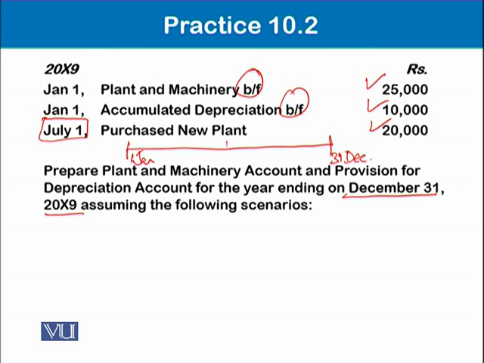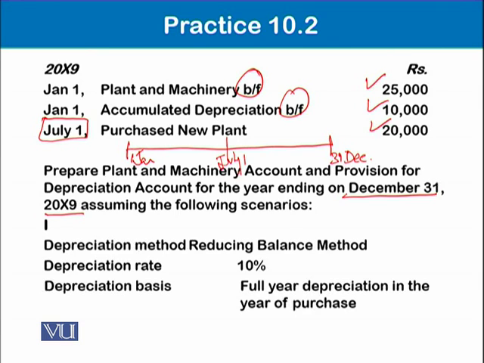In the middle of the year, we purchased a new asset on July 1. So it is time bound. Well, we have to depreciate this asset at 10% using the reducing balance method. And this is important: the depreciation basis is full year depreciation in the year of purchase.